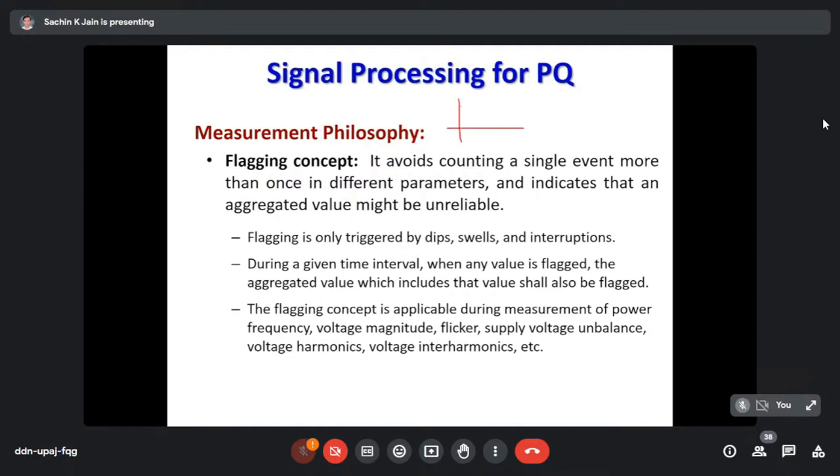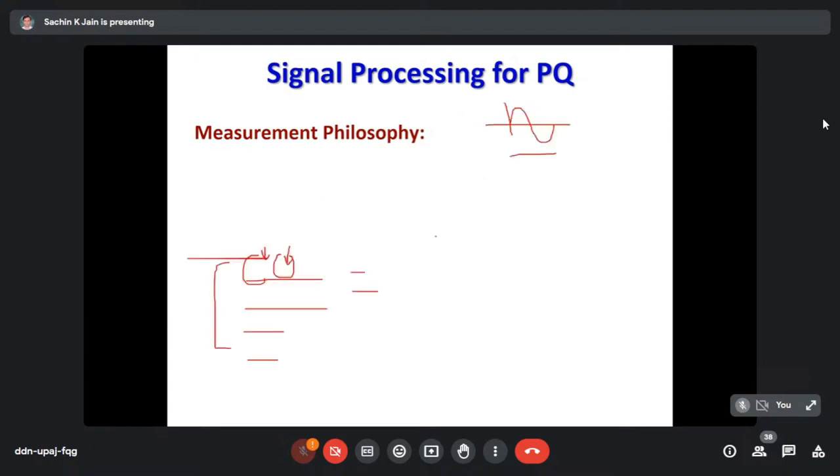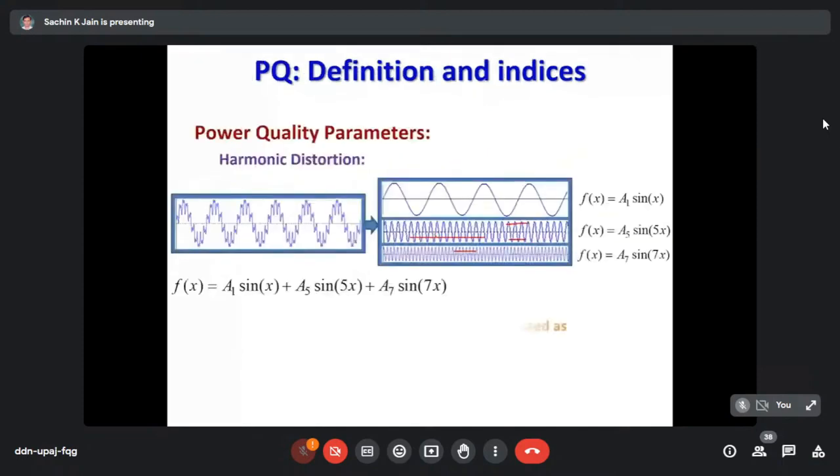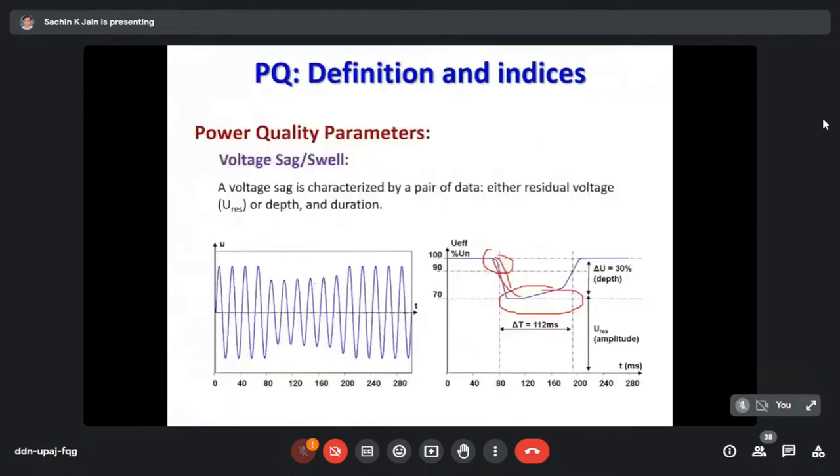Suppose your signal is, let me come to this signal, right? Now, because there is no change in frequency, there are no harmonics, but because this amplitude has changed, at this particular instant your signal processing algorithm will consider that there has been some harmonics, because there is a change in frequency component. Okay, so it will consider it that, but actually it is a voltage sag and swell.